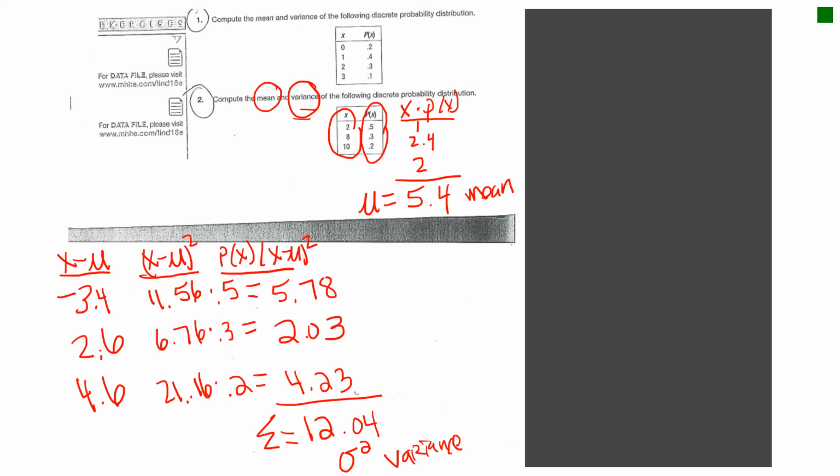And then finally, to get the standard deviation, we can just take the square root of 12.04, and we get approximately 3.47 is how you would calculate the standard deviation. So again, they didn't ask for that part in this problem, but if you can get to the variance, you just simply take the square root of the variance to get the standard deviation.